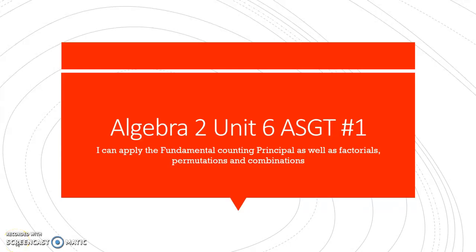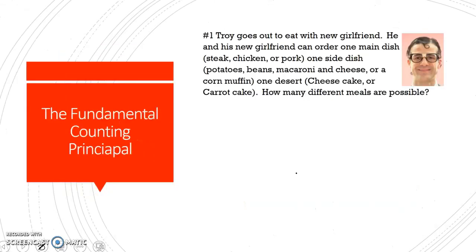Alright, so this video is going to cover Unit 6 assignment number 1. Really four major things. First, the fundamental counting principle and how that relates to factorials, and then permutations and combinations. So let's go ahead and get started.